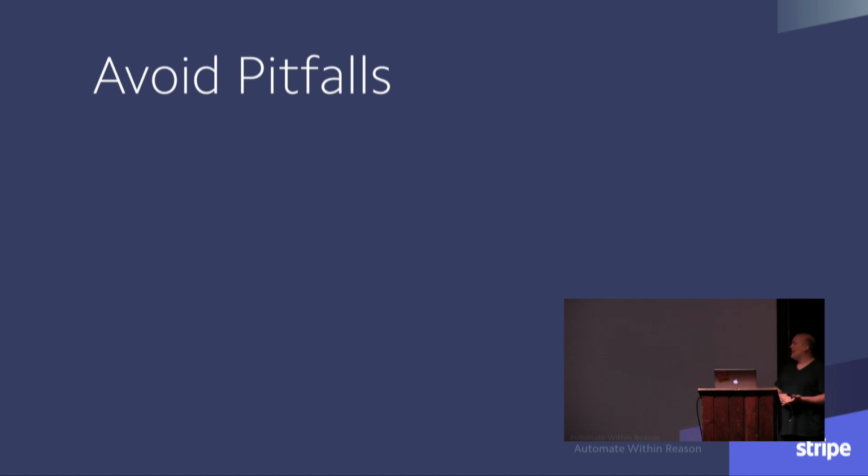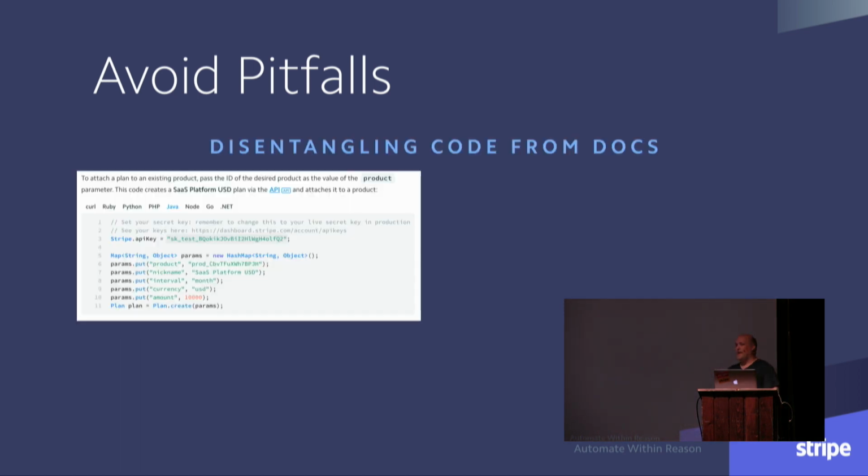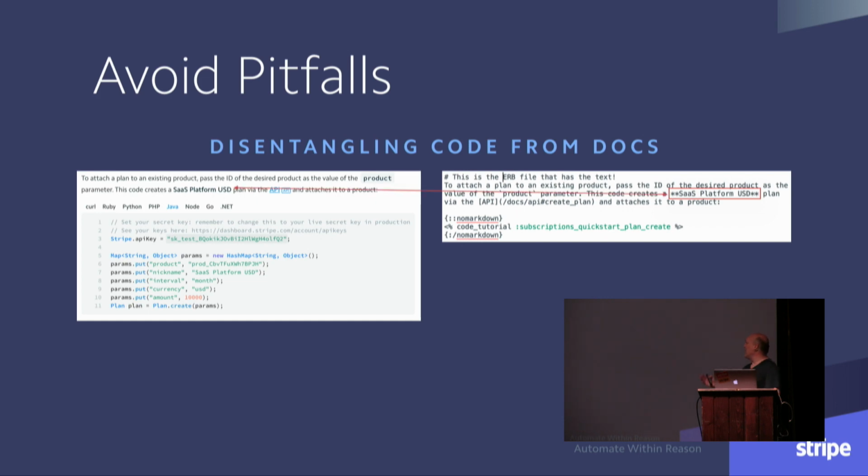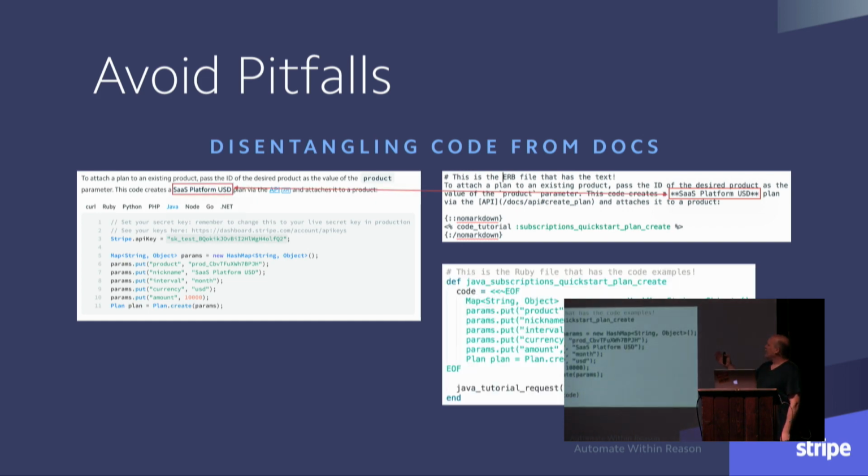And the last point to make is to avoid pitfalls. It's pretty easy, I think, to over-engineer things. And so let's try not to be so clever sometimes. One pitfall is we end up disentangling the code from the docs. So the doc here says, this is a SaaS platform USD plan, and that comes from this ERB file. And then the code example actually comes from this other file. At some point in time, we've decided we want to call it something else, and we change this name here, which changes this name there, and now the doc has this mismatch. And that's absolutely what we don't want.